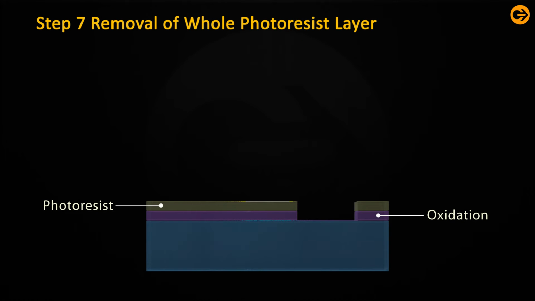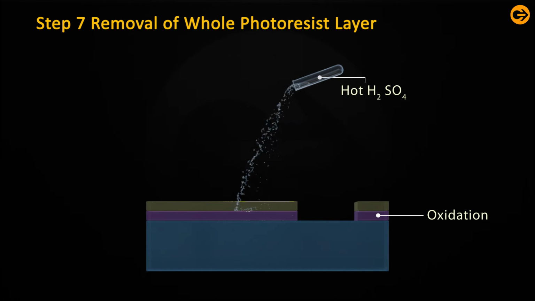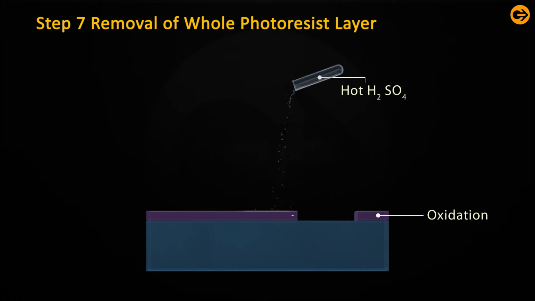Step 7. Removal of whole photoresist layer. During the etching process, those portions of SiO2 which are protected by the photoresist layers are not affected. The photoresist mask is now stripped off with a chemical solvent, hot H2SO4.